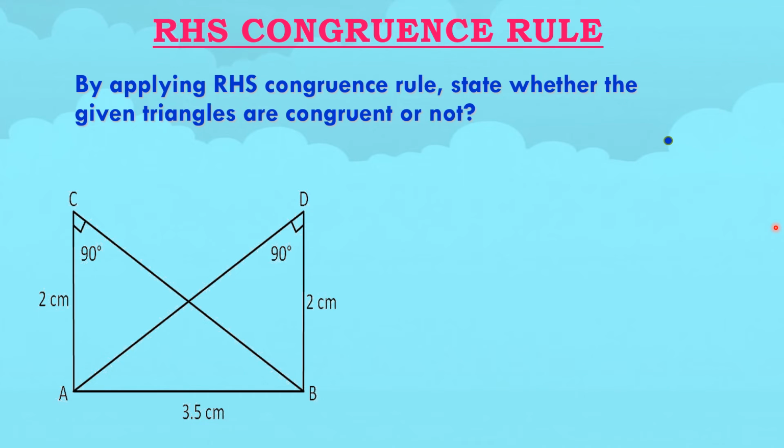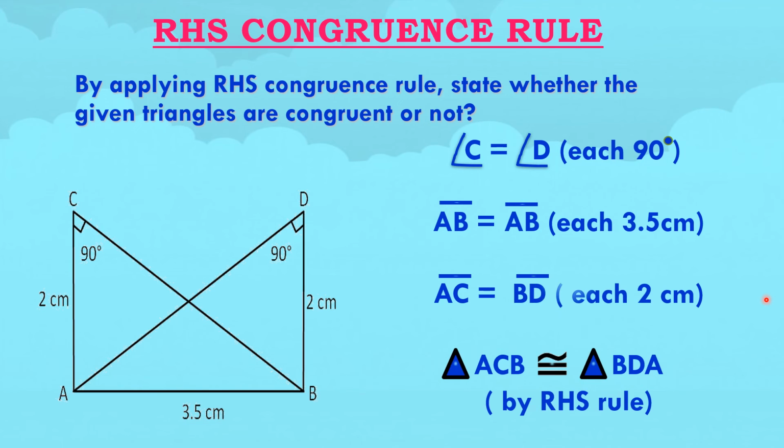Let us see what we do in these type of questions when the cuts are not made on the figures, instead measurements are given. Okay, here measurements are given, cuts are not given. So in triangle ACB and BDA, what do we do here? First condition should be angle C is equal to angle D, each 90 degrees.